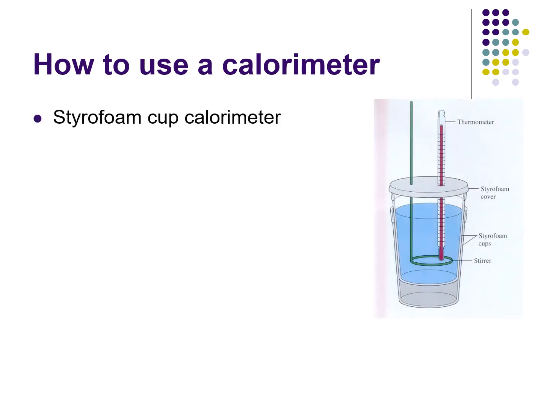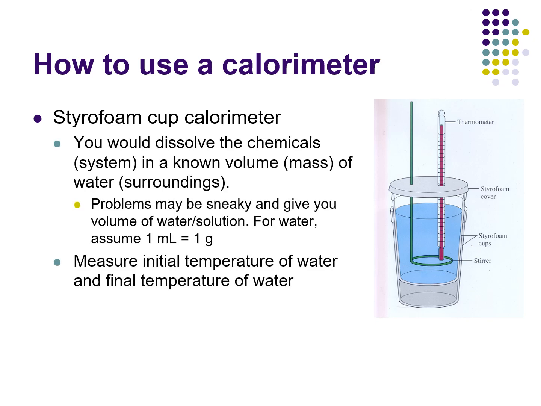So how do we use a calorimeter? This is a picture of a calorimeter. It's probably the most common. It's called the styrofoam cup calorimeter, or coffee cup calorimeter. Here we often use 2 styrofoam cups just for even better insulation. What we do is we put water in there. The water is critical. So we're adding the system to the water.